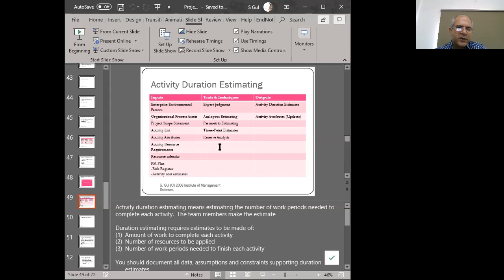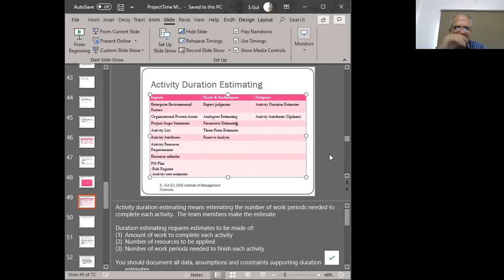The activity duration estimation. These are the tools and techniques for it. Expert judgment: ask the expert. Analogous estimation. Analogous means that you're using some sort of an analogy. So you're saying that we built a thing somewhere else and it cost us 10,000. This is similar to it. So we're drawing an analogy. It's a little bit different, but it's almost the same. So let's use that estimate. So that's an analogous estimate.